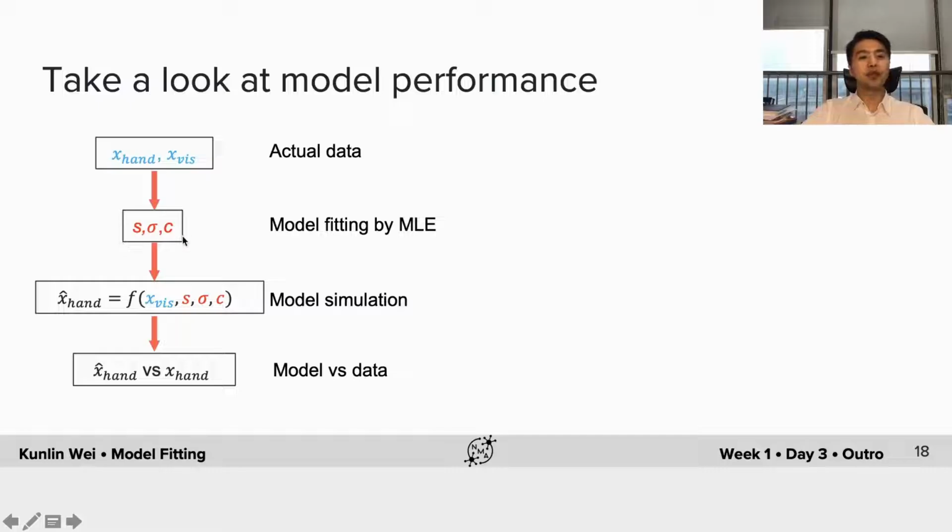Once we have those model parameters, we can do model simulations. We just plug in those model parameters, plug in the model inputs, which is the visual perturbation we apply to the subject. We plug all those variables into the model. We can predict where the subject's hand will go. And lastly, we can compare the model prediction with human data. We see how well they match together.